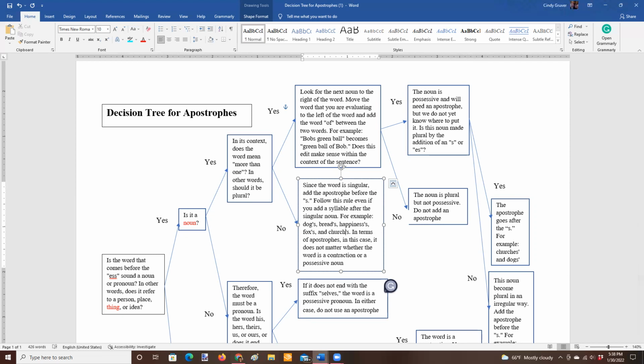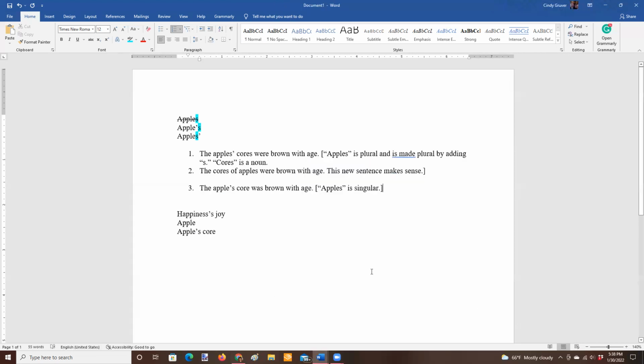Okay, so now we're going to do another one. It's sad when it rains on game day. Okay, this is our sentence. What we're not sure about is whether the its here should be it's or its. We're trying to decide about an apostrophe.